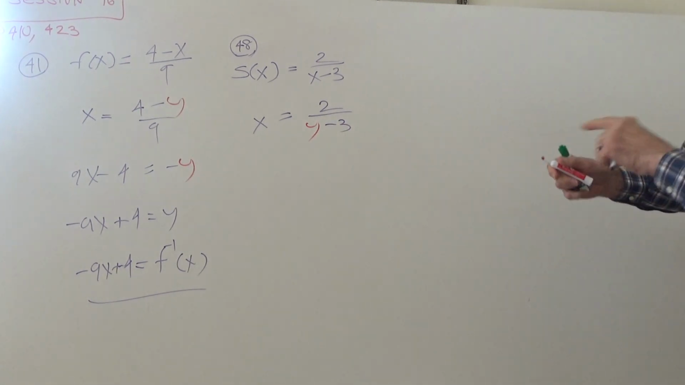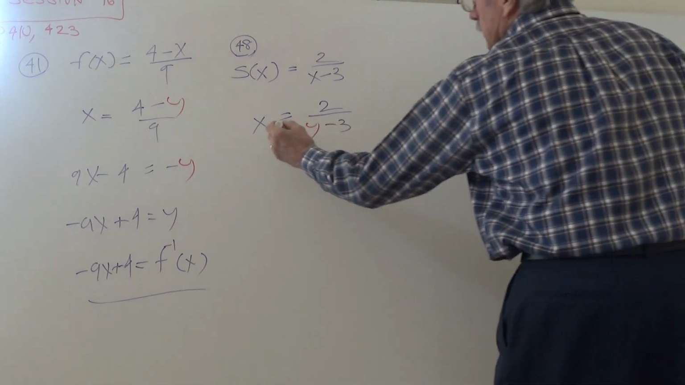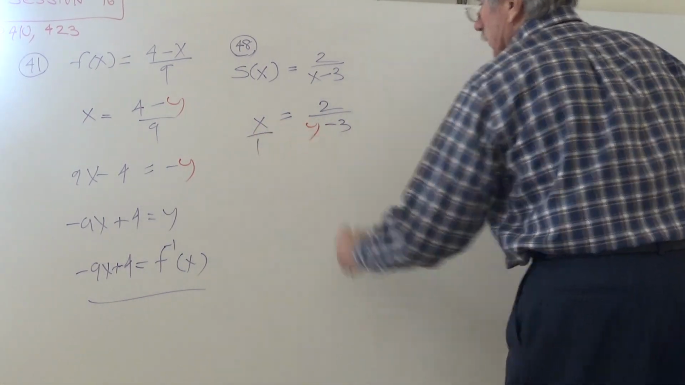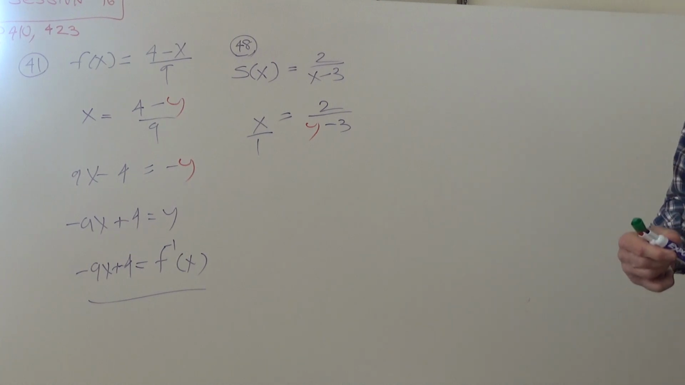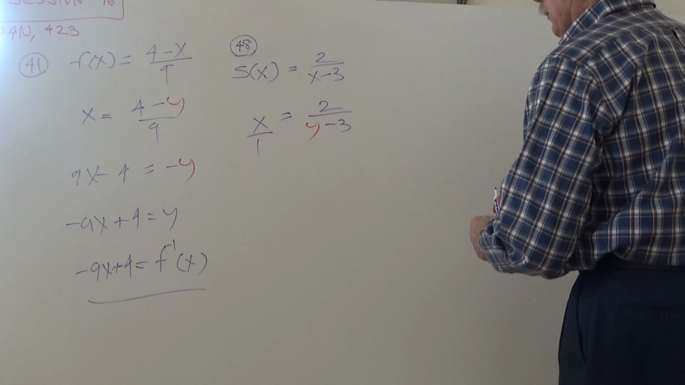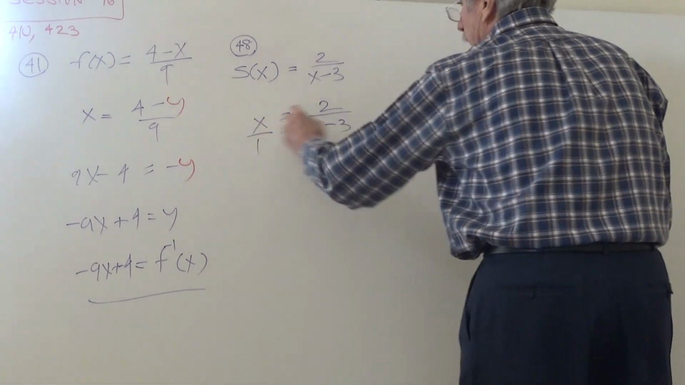I would normally just interchange these two. This is a proportion, and you can interchange the extremes. I think I've shown you that before. Many people don't like that, so I'm just going to multiply both sides by y minus 3. I'm going to multiply the left side by y minus 3 and the right side.